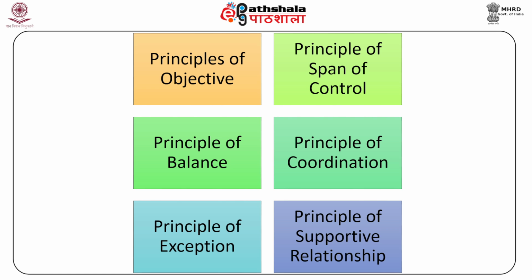According to him, a superior, manager or a boss can supervise only a limited number of subordinates. As the number of subordinates increases, the efficiency of the manager to manage and control the subordinates decreases. The third being principle of balance. This principle was also given by Urwick. According to him, all activities in an organization should be well balanced. Imbalance in activities will lead to inefficiency and waste of resources.